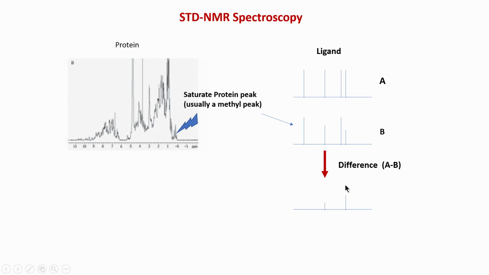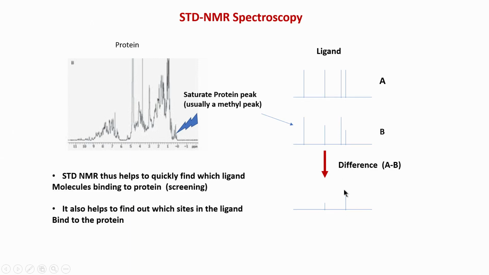Not only that, this difference automatically tells me that there is an interaction going on, because if there was no interaction or binding between the ligand and the protein, I would not have expected any difference. This minus this would simply be 0, because both would look the same, but the fact that there is an interaction or binding is immediately indicated by a change in the intensity.